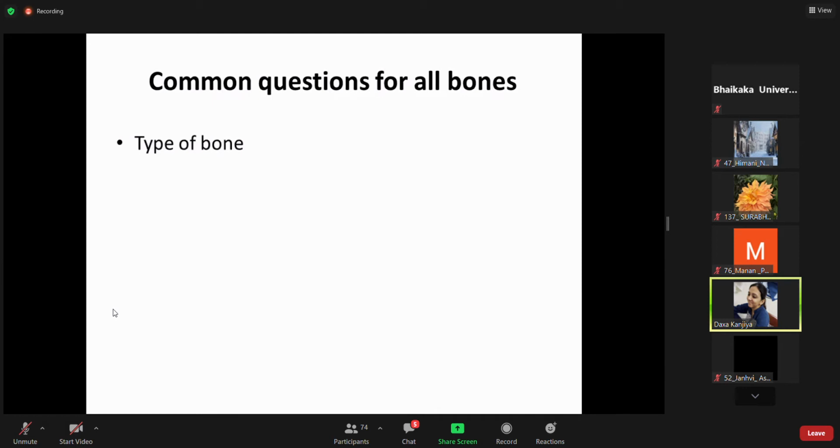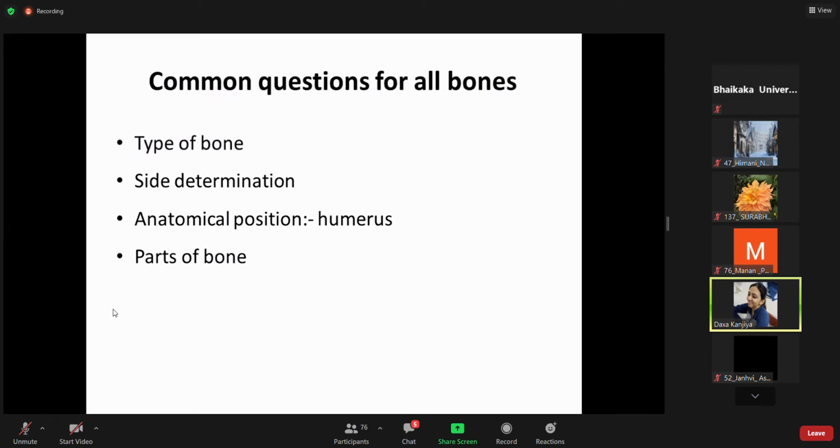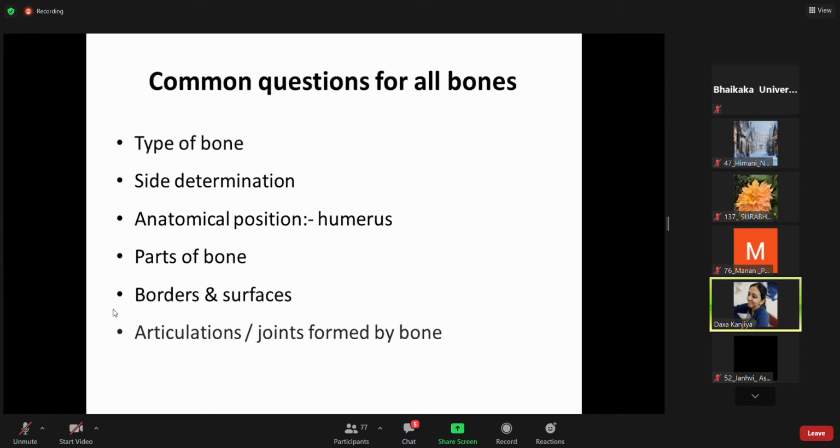These are the types of bone. What is the type of that particular bone, whether it is a long bone, short bone, irregular bone, likewise. Its site determination and anatomical positions, particularly in the upper limb. Anatomical position of the humerus is important. General features include parts of the bones, various borders and surfaces, articulation of that particular bone, joint formed by that bone, and the important attachments.